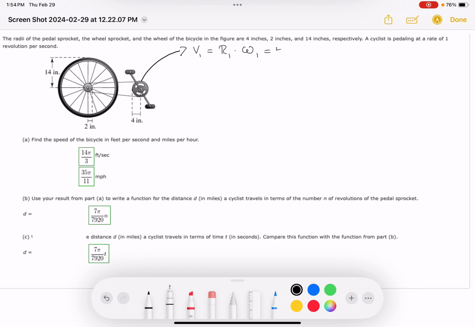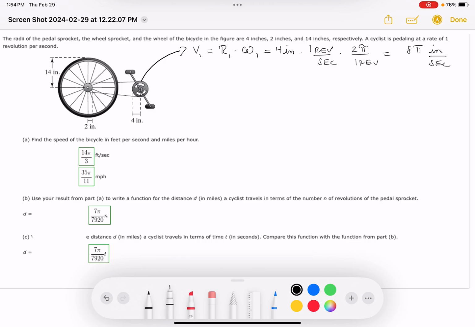Its radius is 4 inches. I'm looking at the picture. The angular velocity of that is 1 rev per minute, per second, I'm sorry. And I know I can't use that, so I got to go to radians. So it's 2 pi over 1 rev. This looks like a pretty simple computation, and that's going to be 8 pi inches per second.